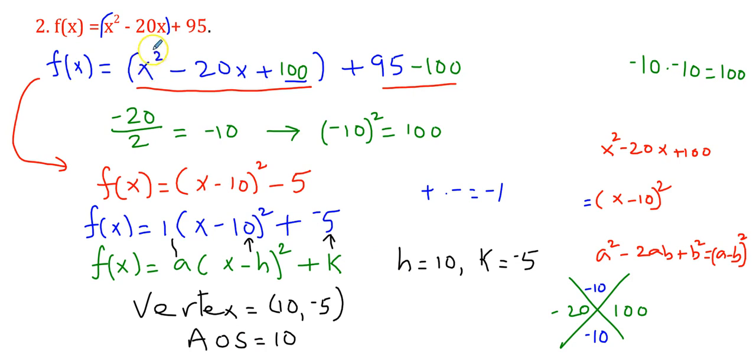So going back, it is just the same. That's 20. This 20 divided by 2 is 10, and 10 squared is 100. 100 is added and subtracted. So you got this, and then follow the process.